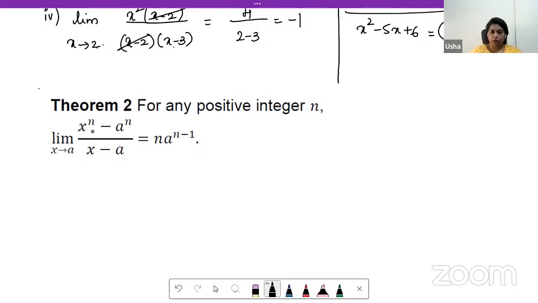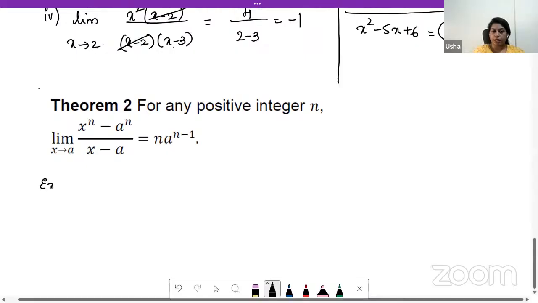Limit x tends to a, x power n minus a power n divided by x minus a is equal to n into a power n minus 1. So what does it mean? X tends to a is given. In the denominator, you have x minus a. In the numerator, whatever is x power n minus a power n should also be the same. If this format you can convert, then directly you can write the answer as n into a power n minus 1.